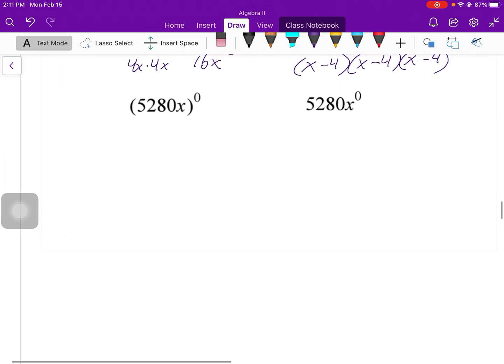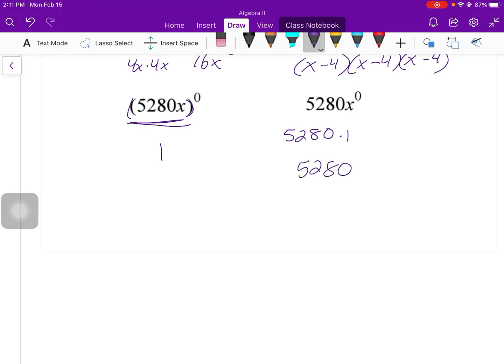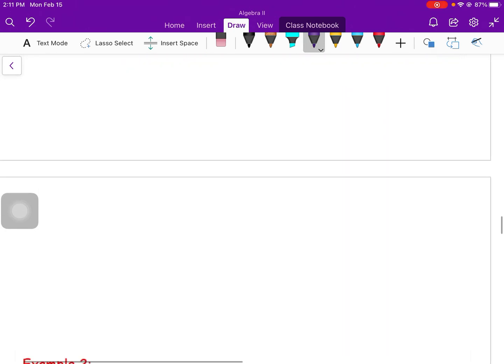Here, everything is written to the 0 power. Everything, right? The parentheses includes everything. So this is 1. Here it's only x to the 0 power. So 5,280 times 1, my answer is 5,280. Okay, so again, importance of parentheses.